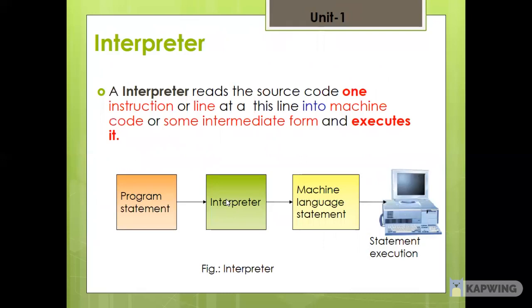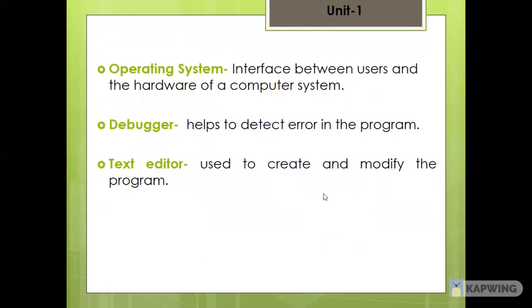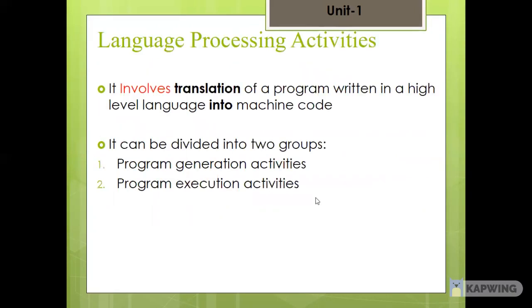Then the interpreter can read the source code one instruction or line at a time. It translates this line into machine code or some internal code form and executes it. So a program statement is taken as input by the interpreter, which generates the machine code for that statement and then executes it. The operating system is the interface between the user and the hardware of the computer system. The debugger helps to detect errors in the program, and the text editor is used to create and modify the program.